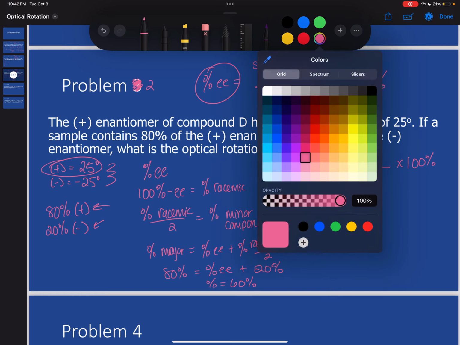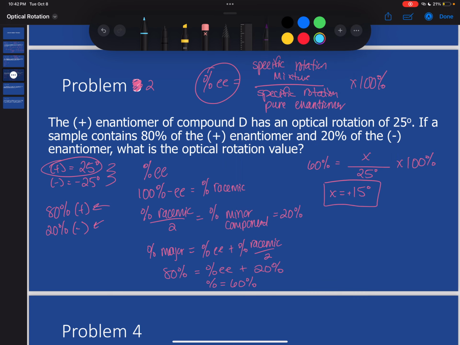If we had time, what we could do is really fast use this and go the normal way of working forward. So let's pretend that this was our mixture optical rotation. Like I said, the first thing we find is that percent EE. So we're going to plug in that value we just determined. Our pure would still be that 25, times 100%. So our percent EE here is going to be 15 divided by 25. That's just 3 over 5, which should be 60. All right, 15 divided by 25, and then times 100 is our 60%, so that matches up so far.